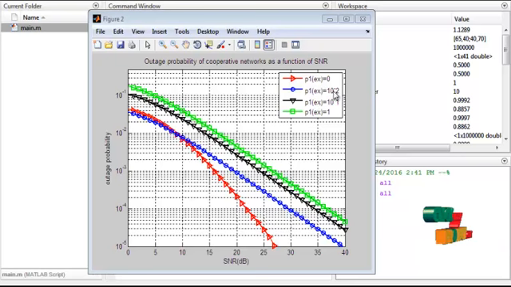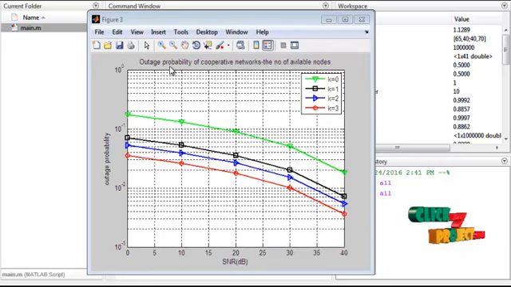The blue line indicates the energy exaggerated with 10 power minus 2, the black line is the condition of 10 power minus 1, and the green line is the energy exaggerated equal to 1. So overall, this is the outage probability of cooperative networks as a function of SNR. This is the description of this figure.